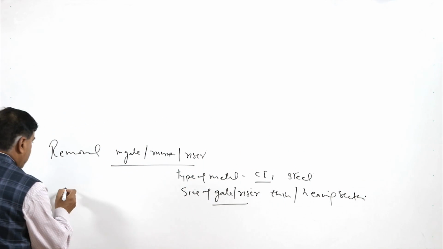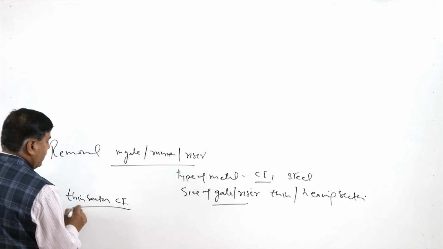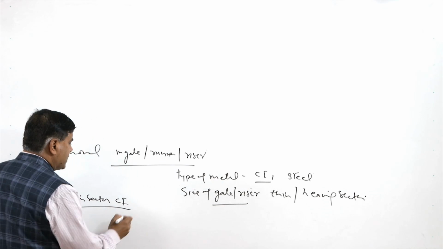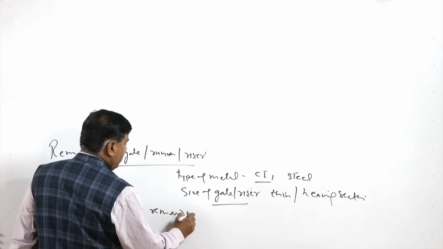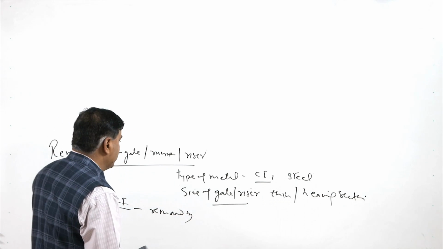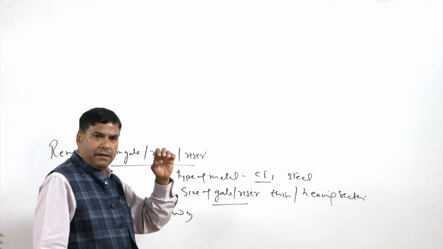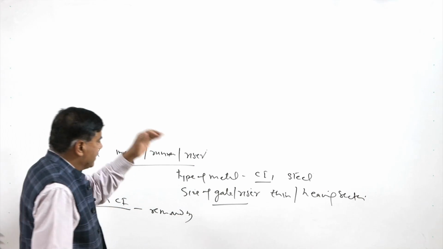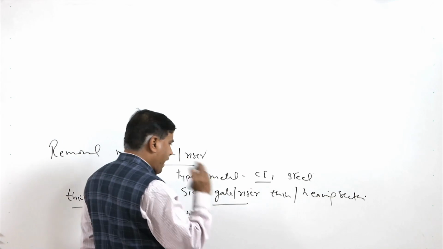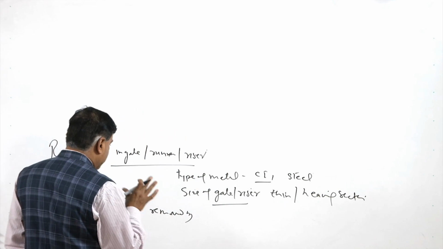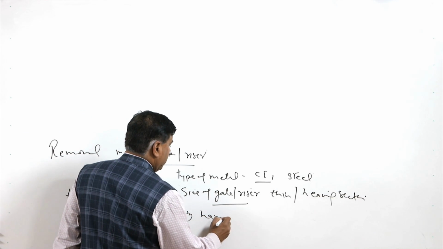For example, thin section cast iron, the gates and the risers are simply removed by knocking off with the hammer, hammering the ingate and the metal deposited in the ingate and the metal deposited in the riser. So since the cast iron is hard and brittle, when we hammer the riser or the gate, they will be broken. So, removal by hammering.